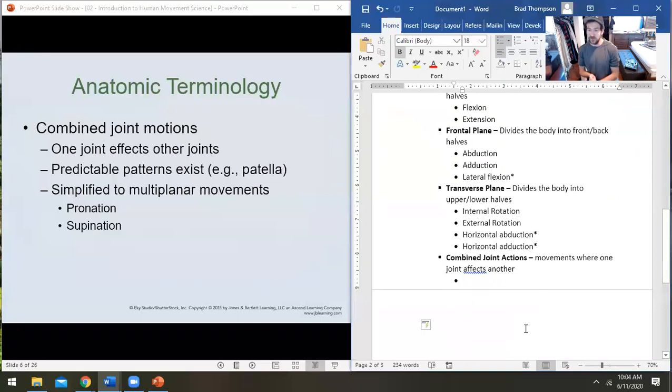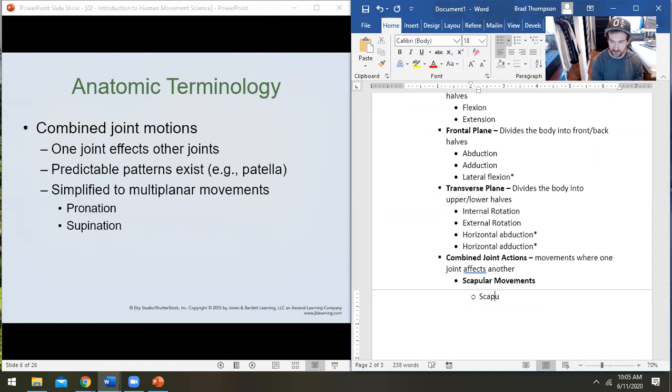So movements where one joint affects another, those are your combined joint actions. These are things like scapular movements, right? Like scapular retraction, scapular protraction, scapular elevation, and scapular depression. All of those are your special scapular movements.